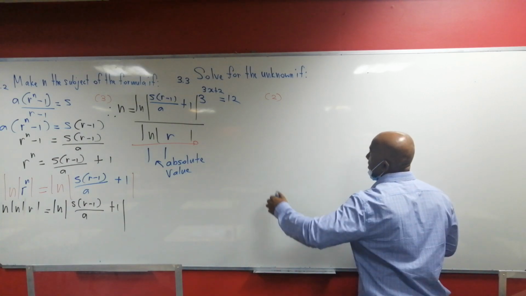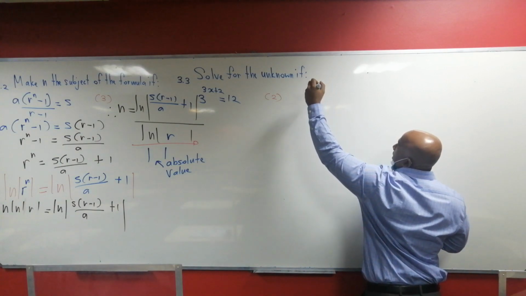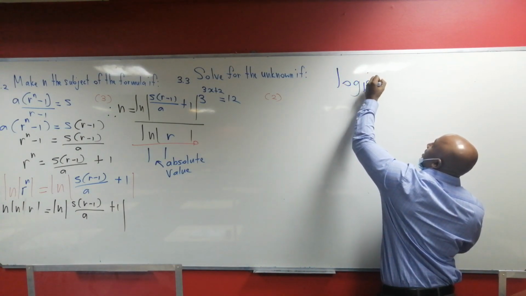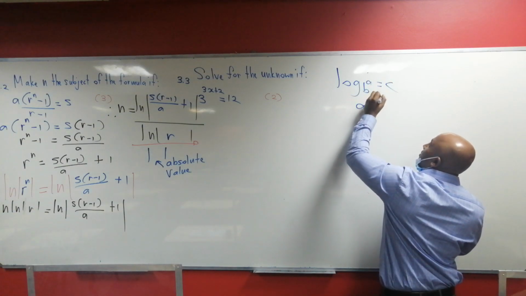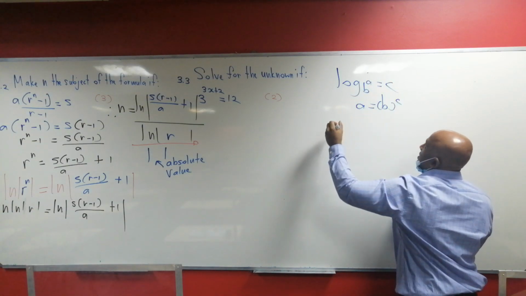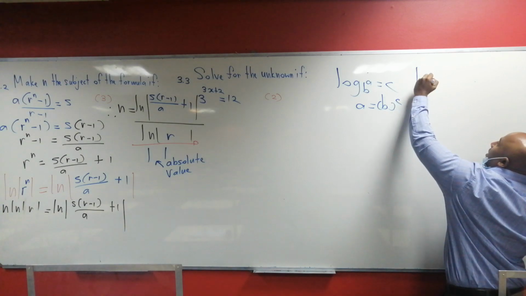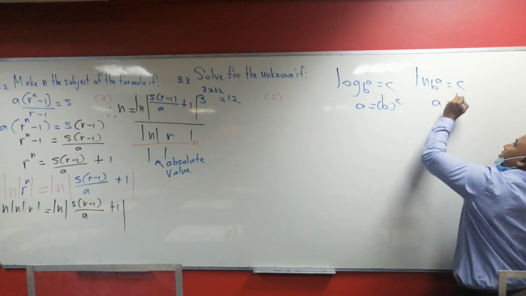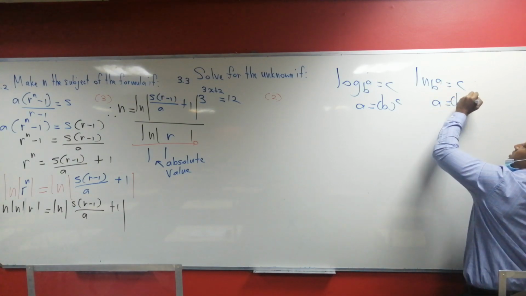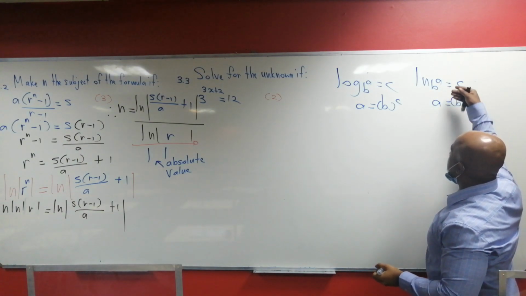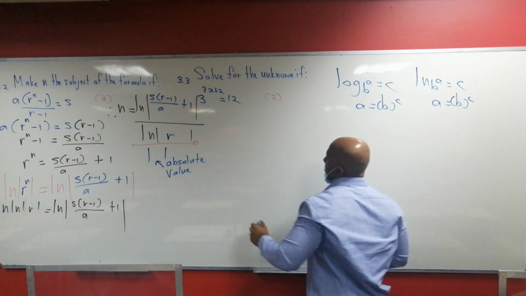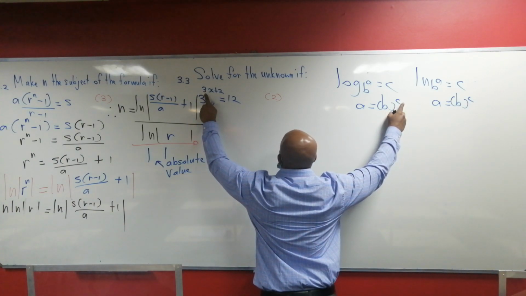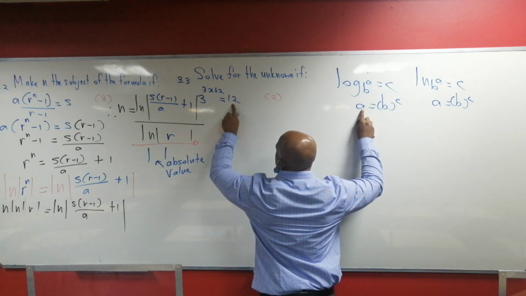So let me just rewrite it again. If I have log a to the base b equal to c, a is equal to b to the power c, whether it's logs or ln. So if you want to do it in one step, you can. So there's your b to the power c here, and there's your a.